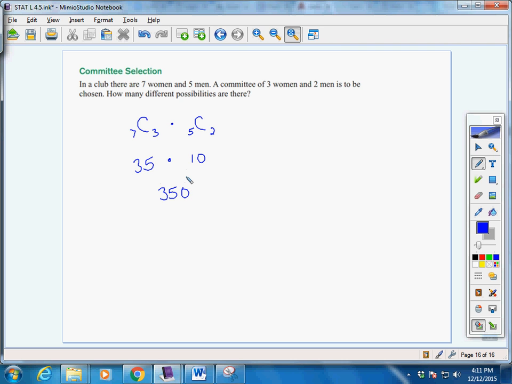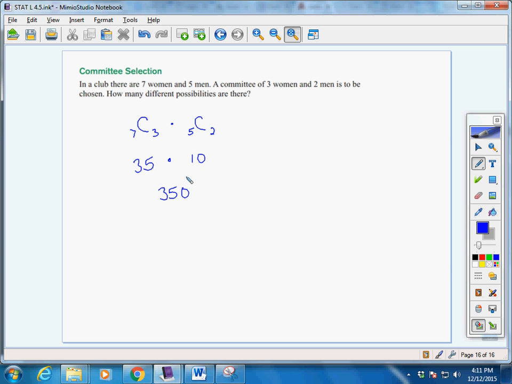So in a club of 7 women and 5 men, if you are creating a committee of 3 women and 2 men, there are actually 350 different possibilities for who the committee is made up of. So there are a lot of different possibilities, which you really wouldn't think when dealing with just 7 women and 5 men.